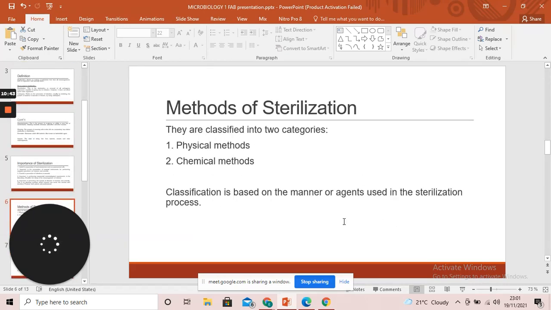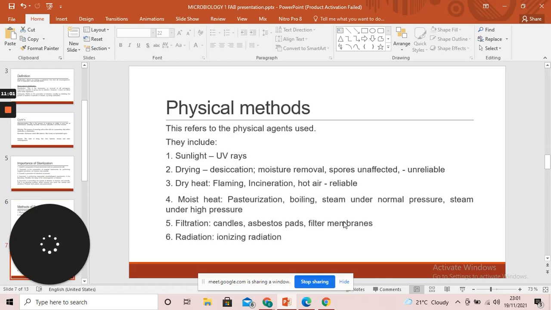Methods of sterilization. There are two categories of these methods of sterilization. One is physical methods, the other is chemical methods, and they are classified based on the manner of agents used in the sterilization process.